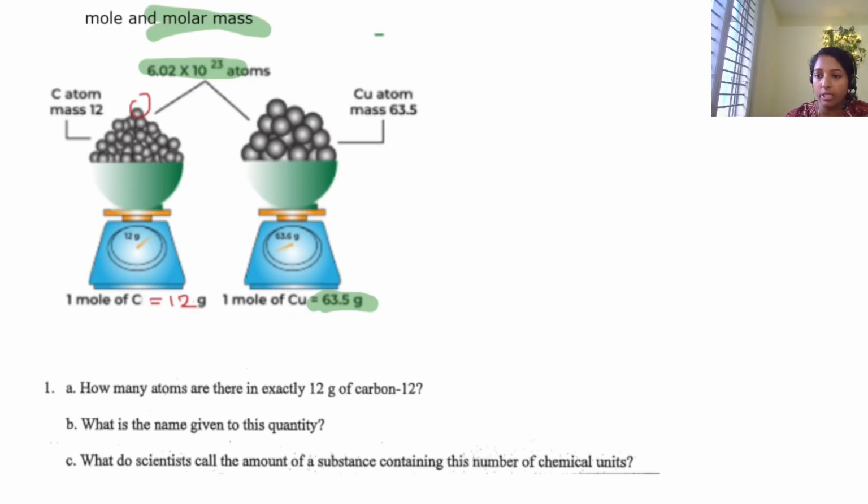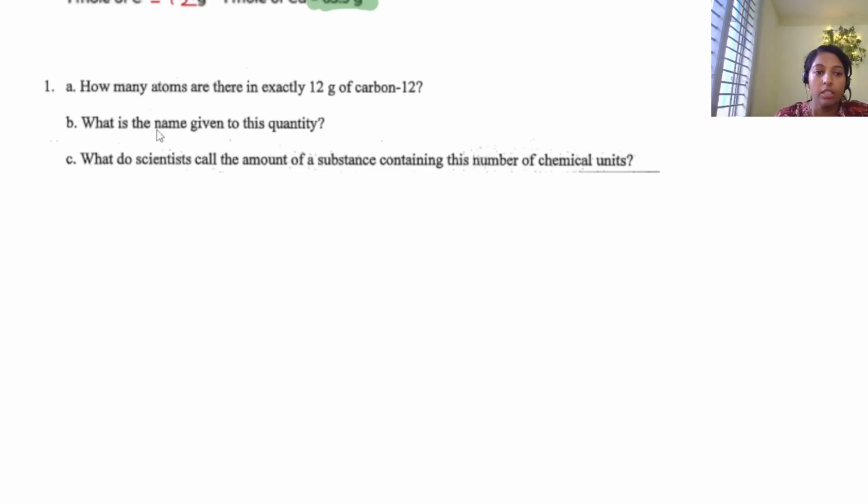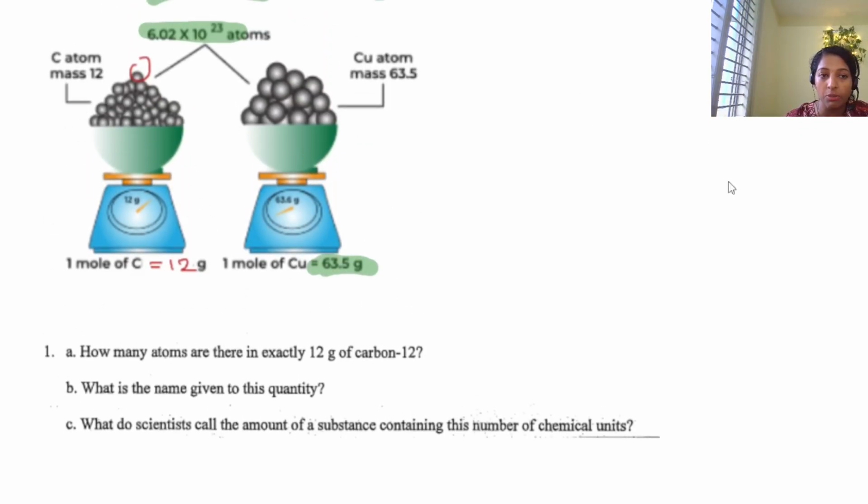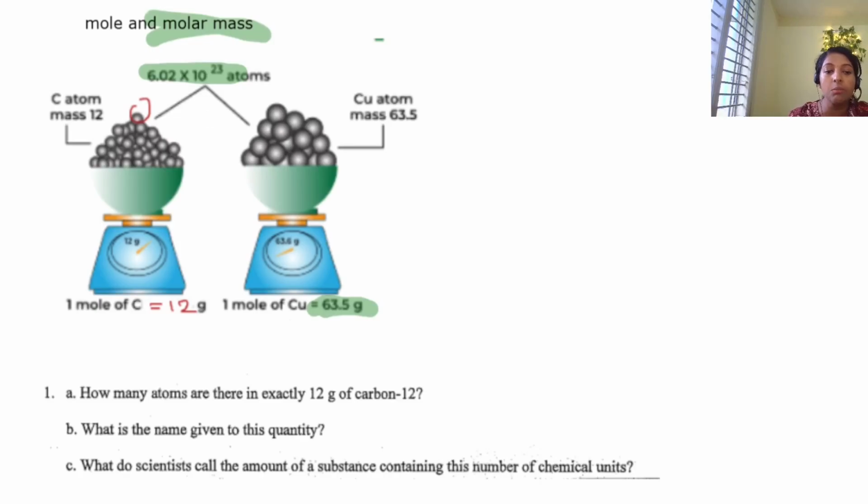Okay. So let's see. Can you do this one? First question. How many atoms are there in exactly 12 gram of carbon? So how many atoms are in 12 grams? What is the specialty of 12 gram of carbon? 12 gram is its molar mass. Molar mass means how many atoms are there? 1 mole of atoms are there. Exactly 6.022 times 10 to the power of 23 carbon atoms are there.